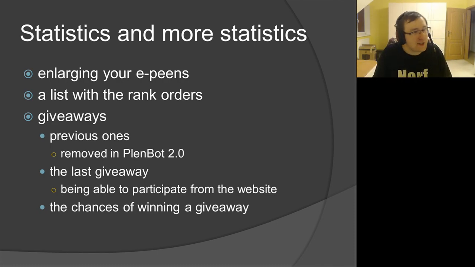So a big part of the site is statistics, right? Because you want to see how you're doing, how well you're doing, how well everyone else is doing, so you can compare yourself towards anyone else. So yeah, it has the enlarging your EPN's value to it, obviously. But you see the list of everyone, the rank 1 to rank 25. You can also search for people. Yeah, this is how statistics works.